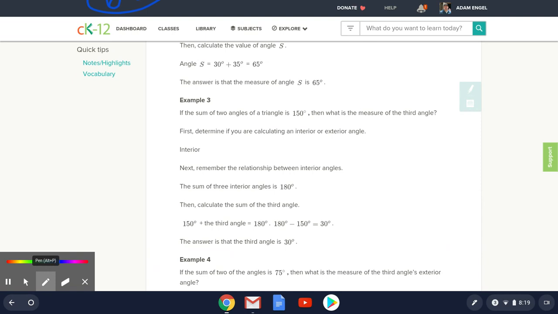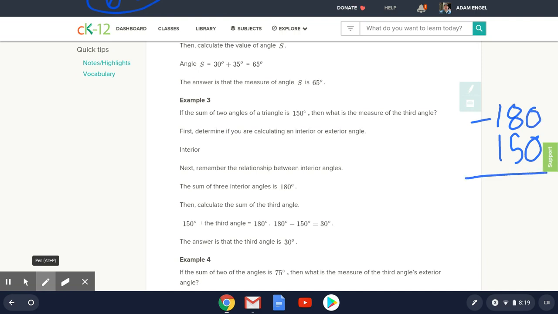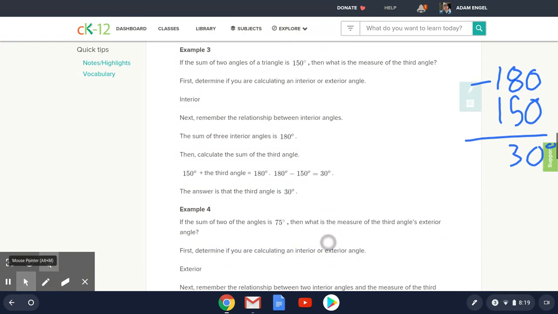The sum of two angles in a triangle is 150 degrees. What is the measure of the third angle? We need to figure out what our third angle needs to be to make it a full 180. So what's 180 minus 150? 30 degrees. That one was easy peasy lemon squeezy, wasn't it?